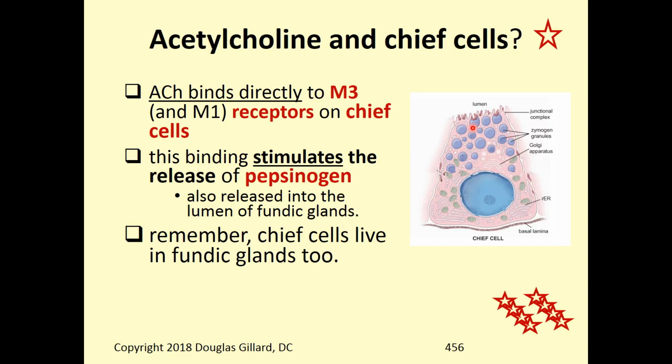Gastric juices are flowing. What about chief cells? We always forget about chief cells. ACH binds directly to M3 and M1. I'm not going to go down that, but it can bind. There's M1 receptors too. It binds to chief cell M3 receptors. That stimulates the release of pepsinogen. Remember, parietal cells and chief cells both live in oxyntic glands in the fundic region of the stomach. Think about that statement, because sometimes we forget the big picture.